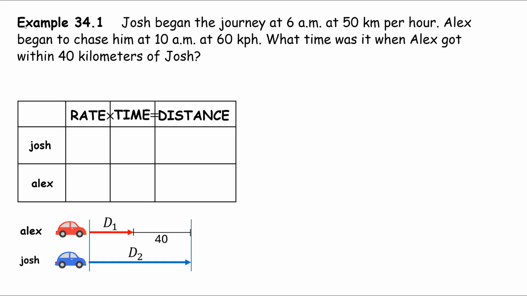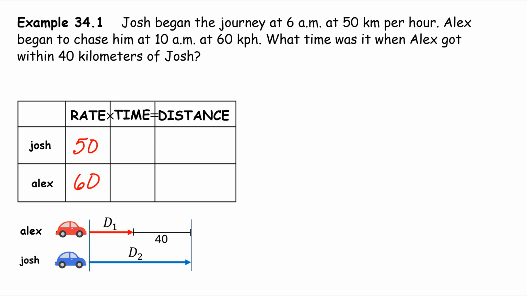So let's just fill in what we know. Josh began the journey at 6 a.m. We don't know what his time is. At 50 kilometers per hour, that we know is his rate, so we can put that in the rate box, 50 kilometers per hour. Alex began to chase him at 10 a.m. We don't know what his time is. At 60 kilometers per hour, so we do know that. And the question is, what time was it when Alex got within 40 kilometers of Josh?